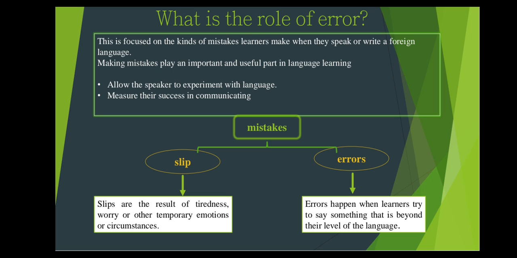I don't know if in this moment I'm making a mistake, but an error is when we try to create a word that maybe doesn't exist in English, or we try to create a new form or structure that maybe is not correct in English, and we are making an error. And if we don't have anybody who can correct us, we will continue making this error, and this is not good for our learning.